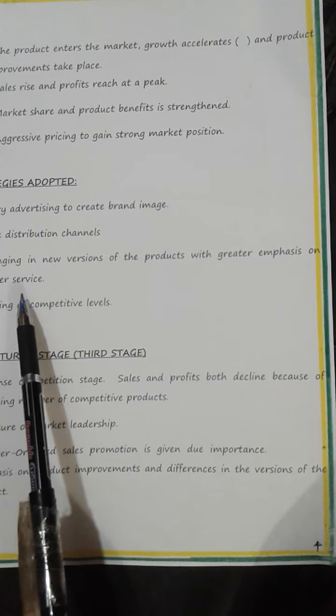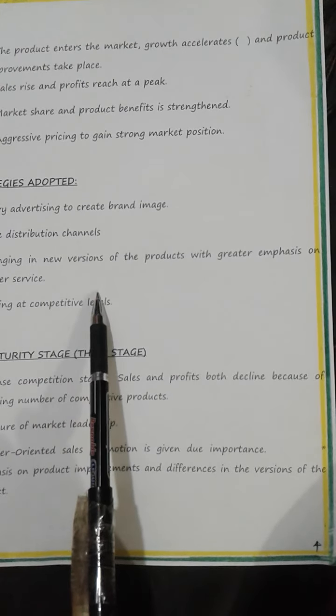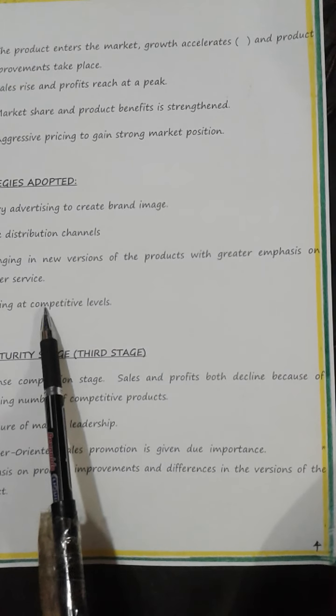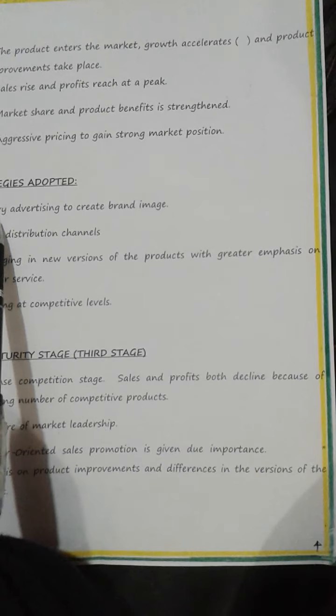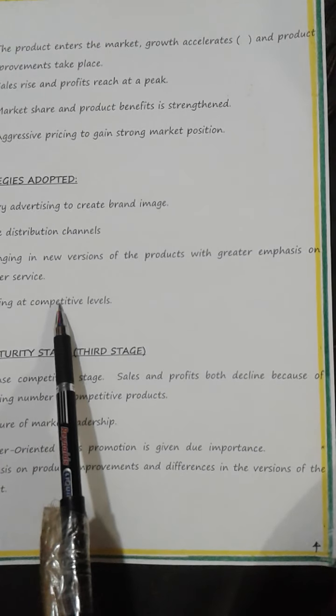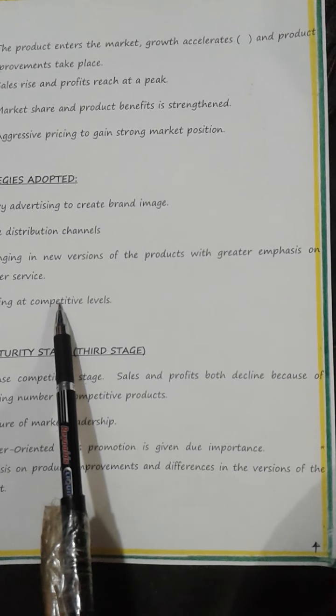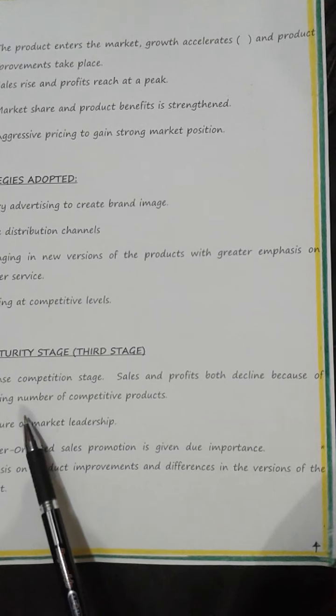We call this, in marketing language, competition-oriented pricing. So there are 4 points for you to know, children. What are the strategies in the growth stage? Heavy advertising, wide distribution channels, new versions of the product, competitive price levels. What is the other word I told you for competitive price levels? Competition-oriented pricing. And the third one is the maturity stage.